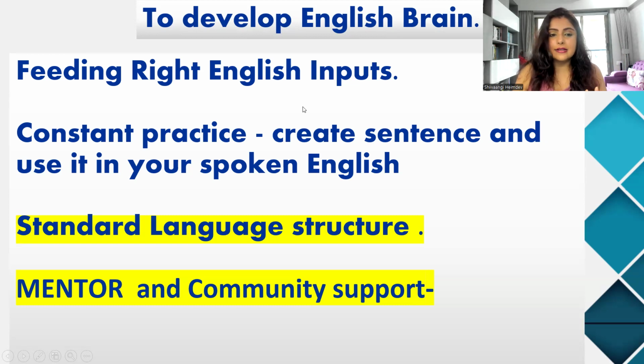Second, constantly practice. What should you practice constantly? Your constant practice should focus on creating sentences. If I put on a Bollywood song for you, your English brain should be able to create those Hindi lyrics of Bollywood songs in English. That's what we mean by English brain. And the day you accomplish that is the day you have acquired English skills. So you have to constantly practice creating sentences. Use it in your spoken English on a daily basis.